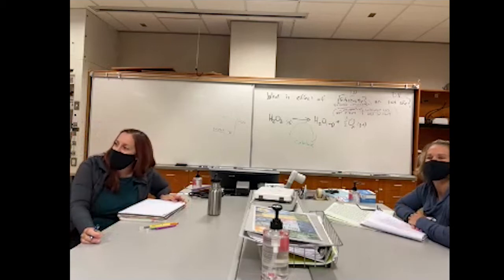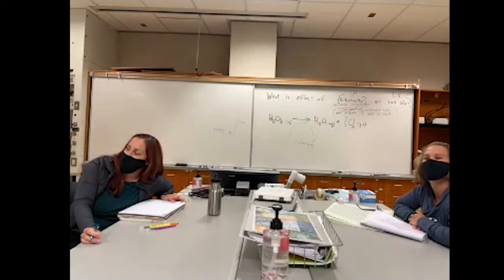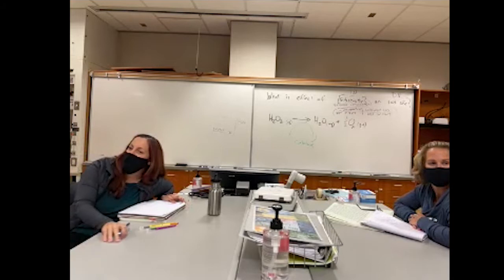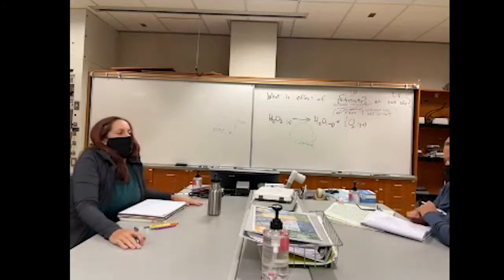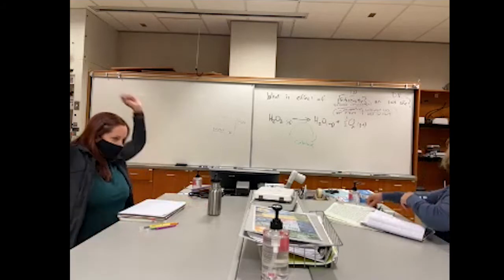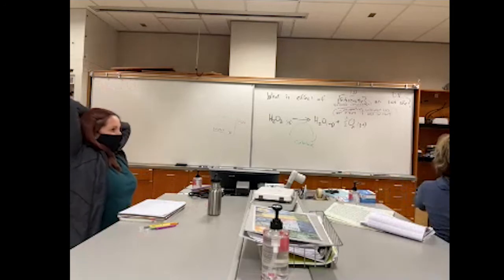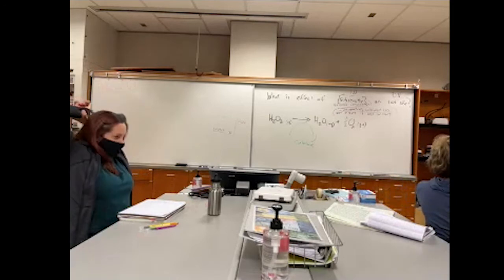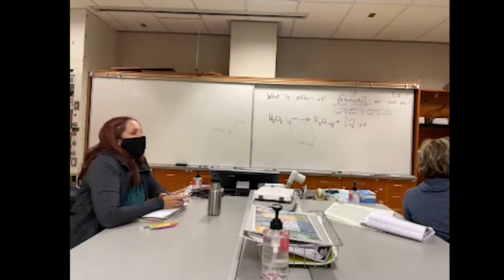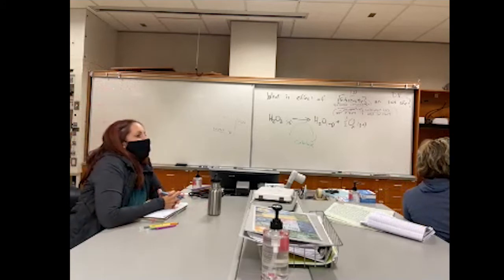We have fresh calf liver. This is where we're going to get our enzymes. We're actually going to take our calf liver and put it in the blender and make a liver smoothie here. And that is how we're going to actually get our enzymes.